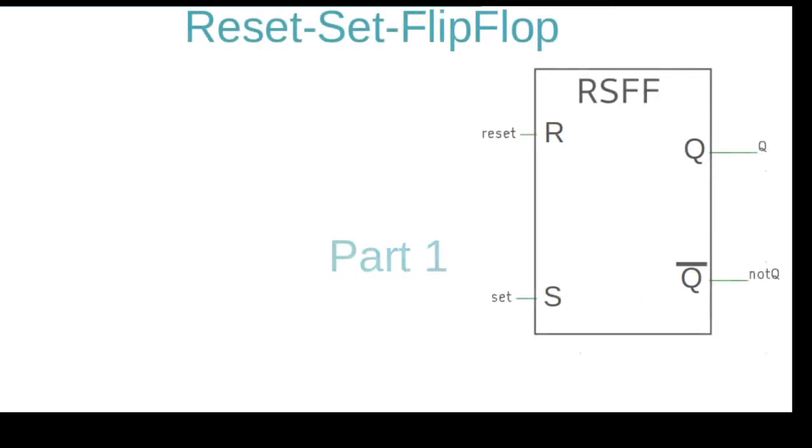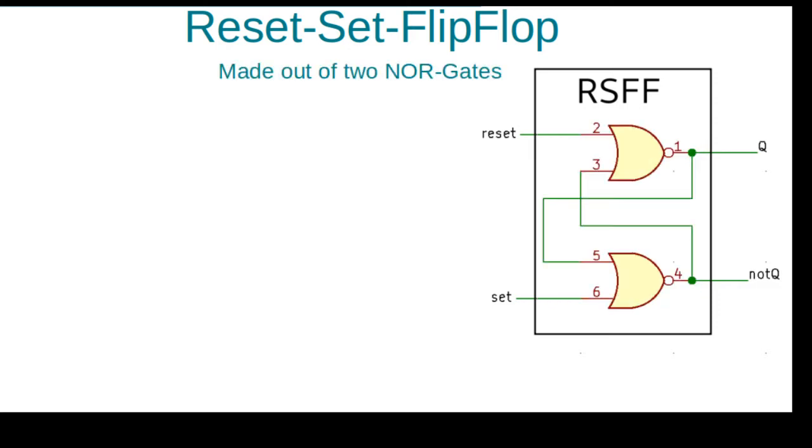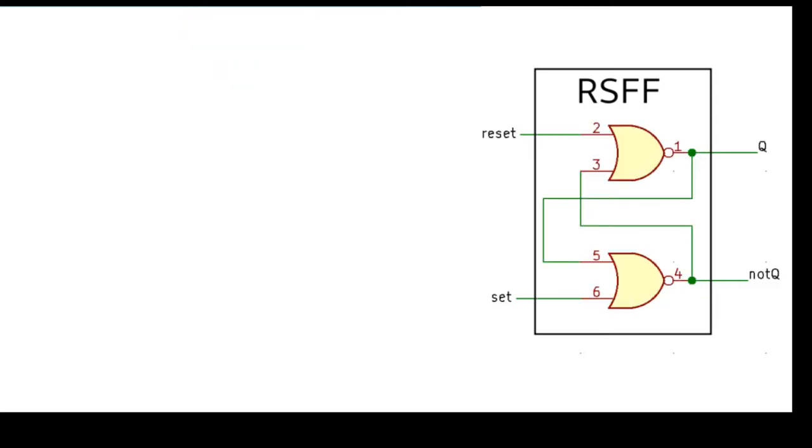Part 1. The RS-FlipFlop has a reset input, a set input, an output called Q, and an inverted output called not Q. It consists of two NOR gates.